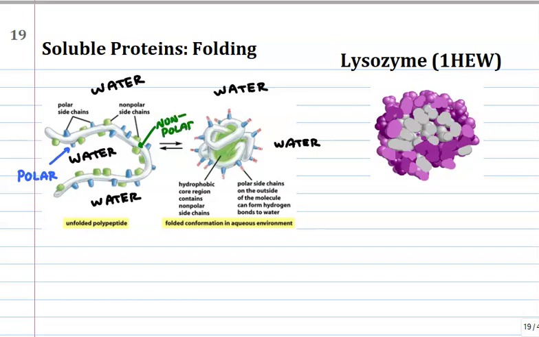Now I'm going to give this a big U for unfolded, and I'm going to give this an F for folded. So this is an equilibrium. You have an unfolded polypeptide or protein in water, and it needs to fold into a defined three-dimensional structure intimately tied to its biological function.